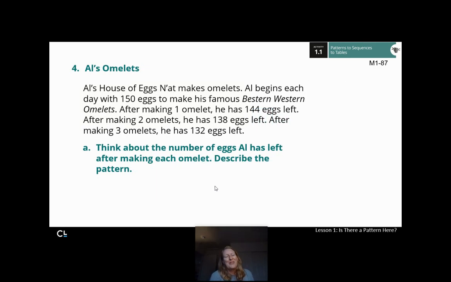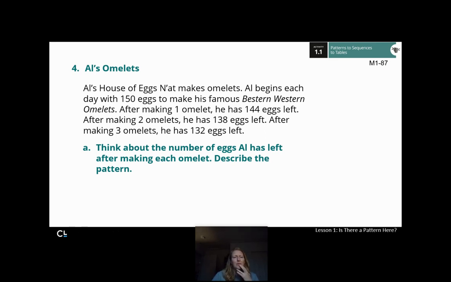Next up, question number 4. We've got Al's house of eggs. Al's house of eggs makes omelets. Al begins each day with 150 eggs to make his famous Western omelet. After making 1 omelet, he has 144 eggs left. After making 2 omelets, he has 138 eggs left. After making 3 omelets, he has 132 eggs left. So think about the number of eggs Al has left after making each omelet and describe the pattern.